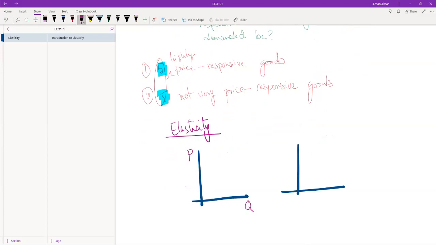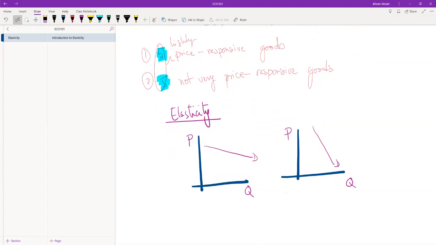So let me just draw these two diagrams again. So Q, P, Q, P, and okay. If this is one of our demand curves, and this is another demand curve, which looks more elastic? Just visually, which one looks more elastic? This one, right? Why is this more elastic? Because the demand curve is more stretched. What that means is that right here, even if there is a very small change in price level, there is a relatively large change in QD. And over here, this is not very elastic. Take a look. Even if there is a very large change in price, by comparison, the change in QD is not very high. And that is basically the concept of elasticity.